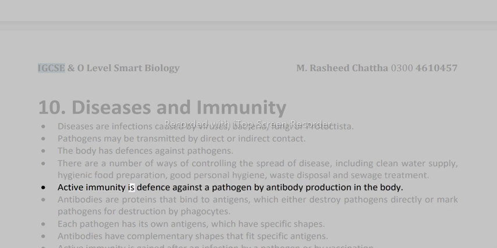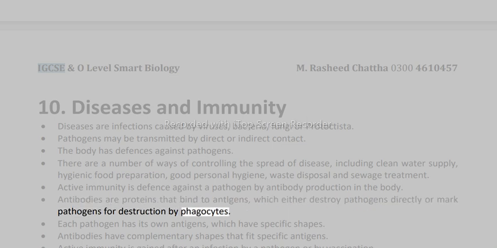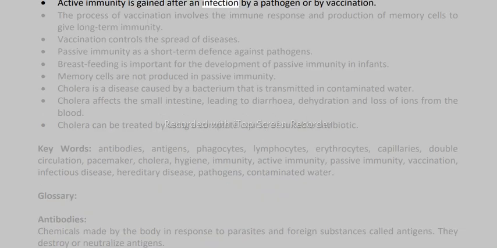Active immunity is defense against a pathogen by antibody production in the body. Antibodies are proteins that bind to antigens, which either destroy pathogens directly or mark pathogens for destruction by phagocytes. Each pathogen has its own antigens, which have specific shapes. Antibodies have complementary shapes that fit specific antigens. Active immunity is gained after an infection by a pathogen or by vaccination.